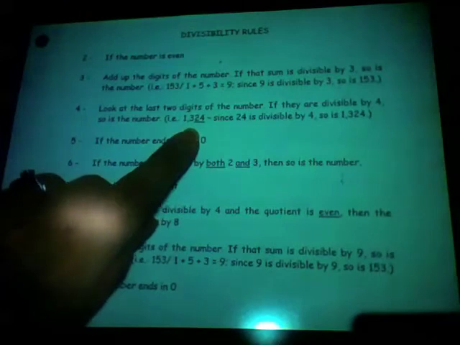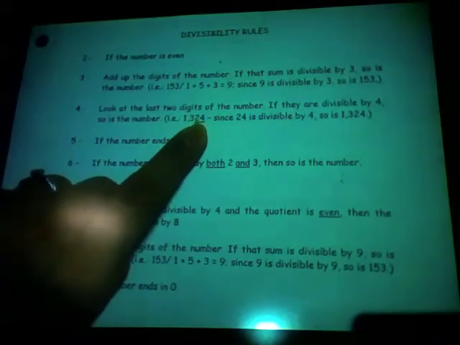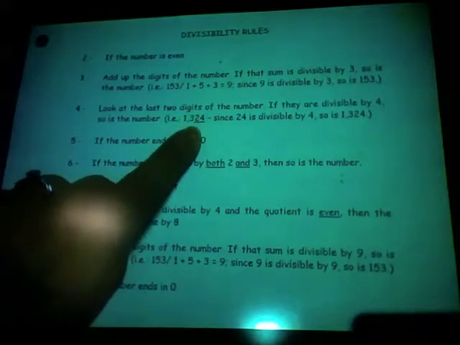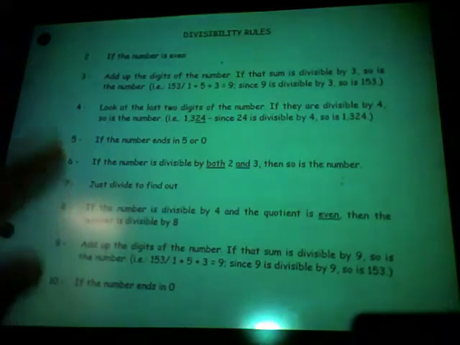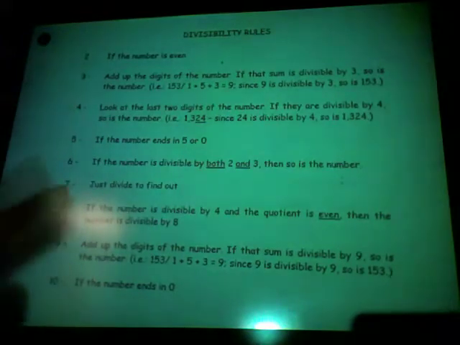So I use the number 1,324. If you look at the last 2 digits, in this case 24, is 24 divisible by 4? Yeah. Then so is 1,324. And then you know, okay, I'm going to go divide that number by 4. And we're going to use this rule here in a minute with 8, but we'll come back to that.